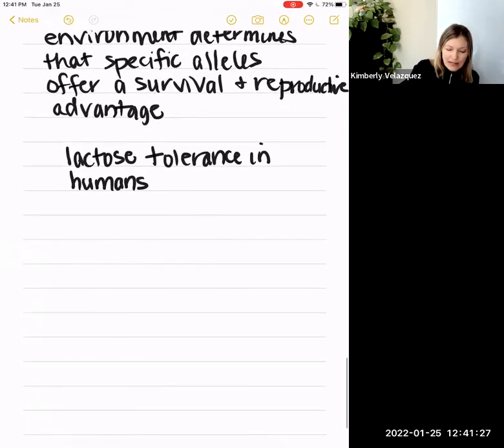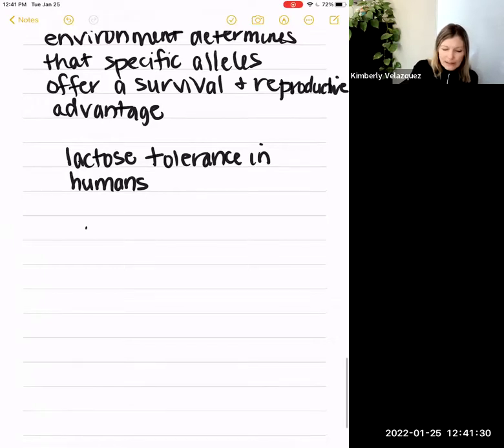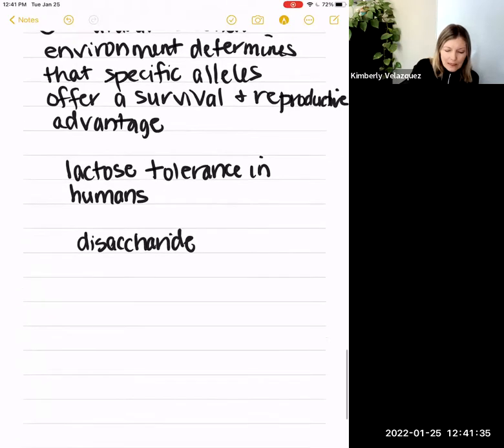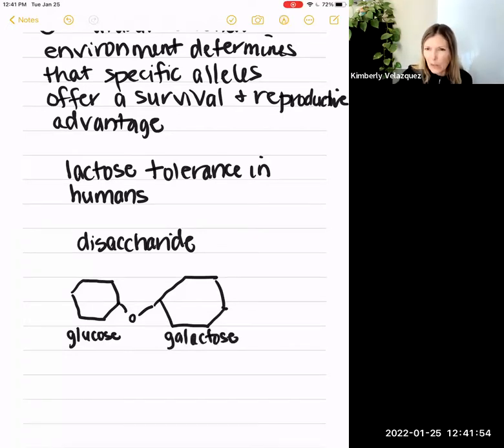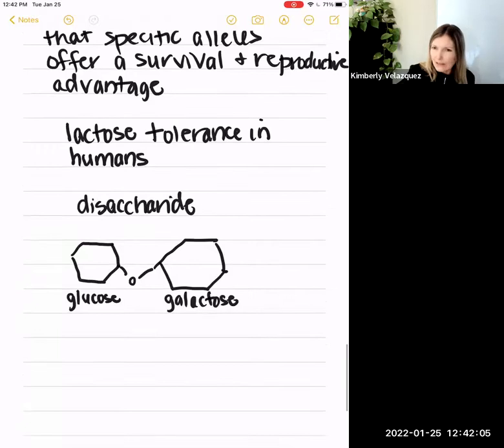Important to understand that lactose is a sugar. It's what's called a disaccharide, meaning it's two sugars together, that's made of glucose bonded to galactose. This is just one component of milk, by the way. So milk has protein and fat and other great things in it. This is the sugar that's in the milk. So lactose is milk sugar, and it's a disaccharide.